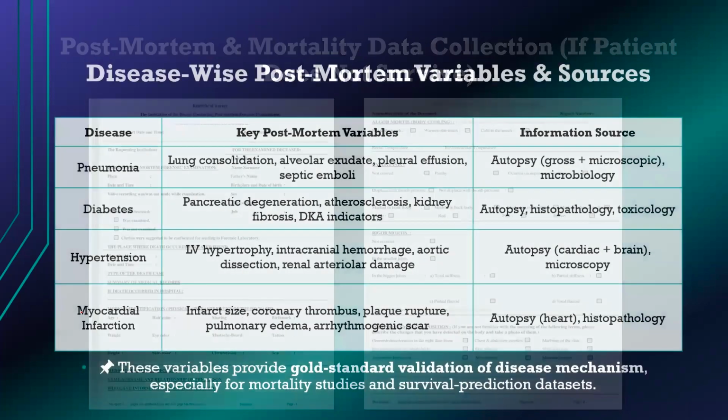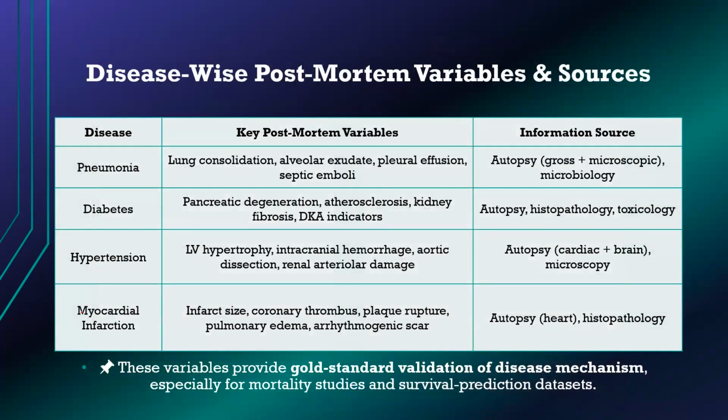Furthermore, disease-wise post-mortem variables are also possible at several stages. Like for pneumonia, your post-mortem variables may be different. That could be lung consolidation, or maybe you can have septic emboli, etc. Maybe for diabetes cases, there can be kidney fibrosis or maybe pancreatic degeneration. So the variables may differ based on disease-wise cases also.